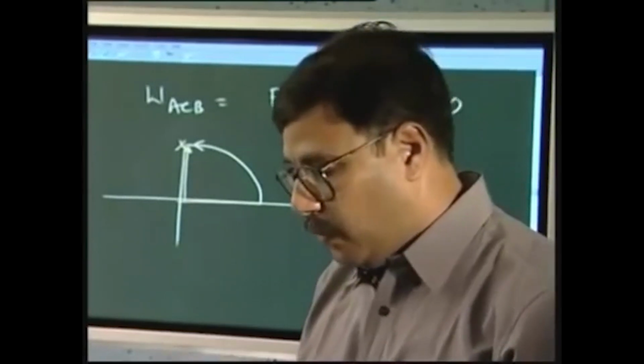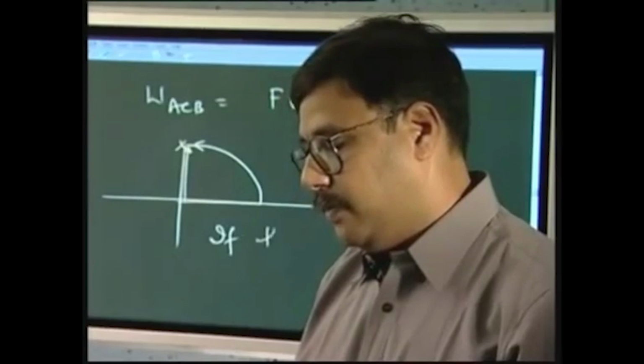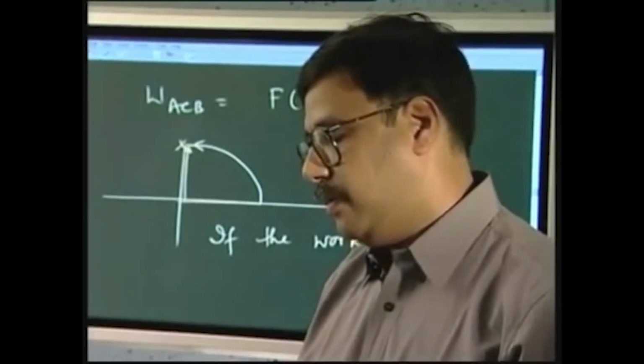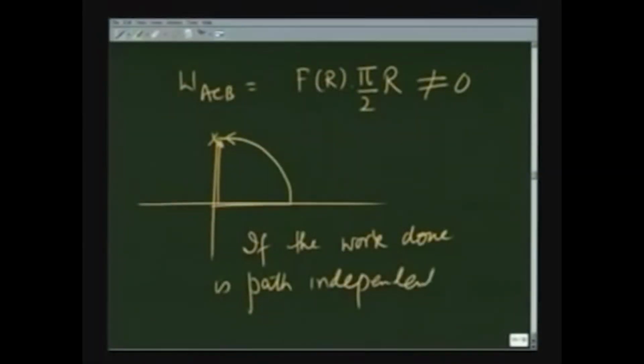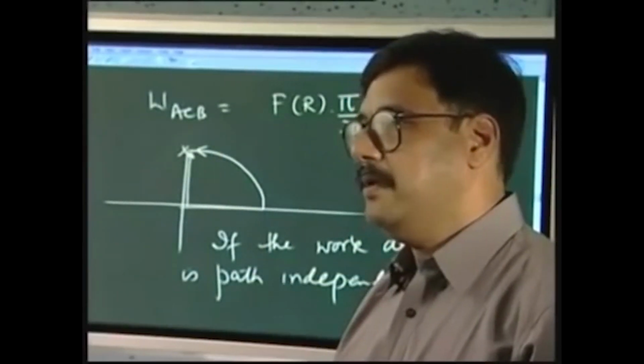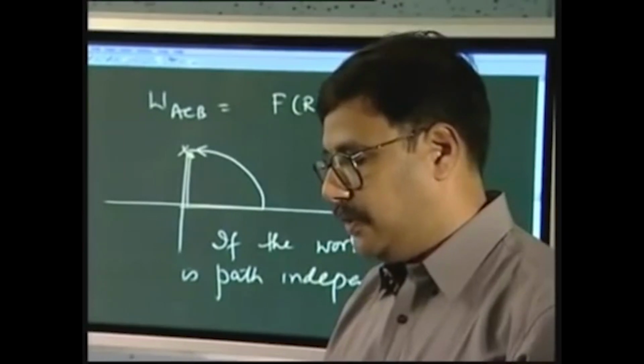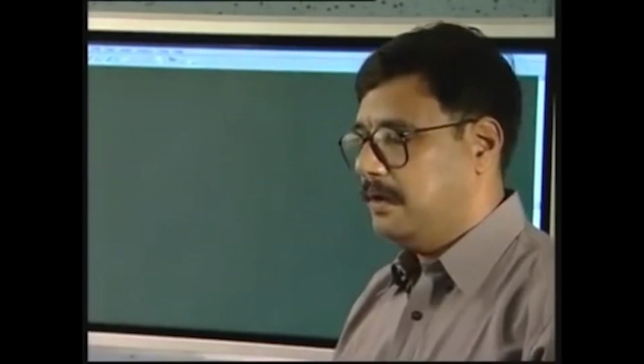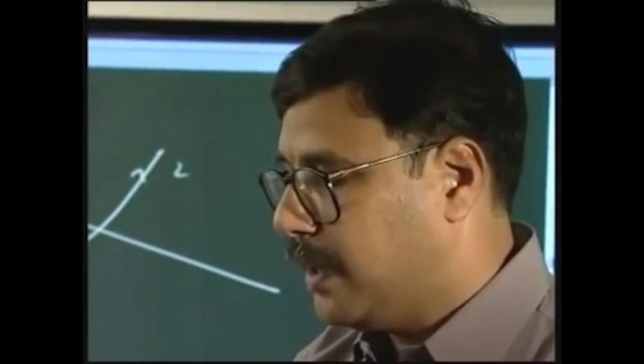Let us see what happens if the work done is path independent. So, we have seen two examples of cases where the work depends on the path taken, but there are many forces in nature for which the work done is path independent. That is, no matter which path I take, whether I go from 1 to 2 along this path or this path or this path, the work done from 1 to 2 is going to be independent of path.